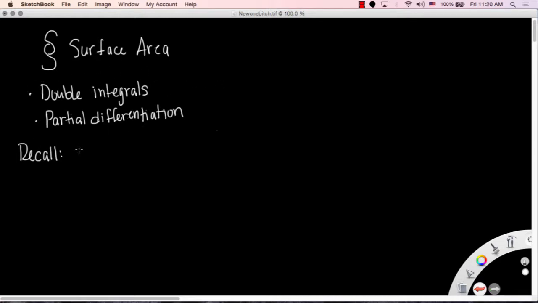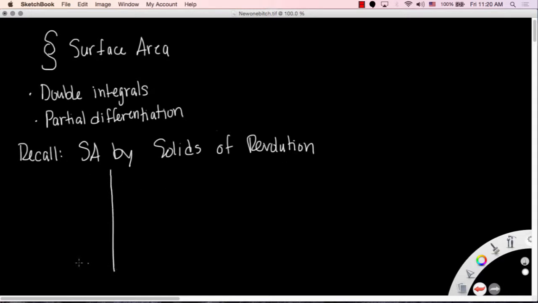Before we get started, let's recall a previous section where you learned a special case of surface area, and it was surface area by solids of revolution. If I can spell. Okay, and I'll go ahead and illustrate it for you, and we'll draw some arbitrary function.